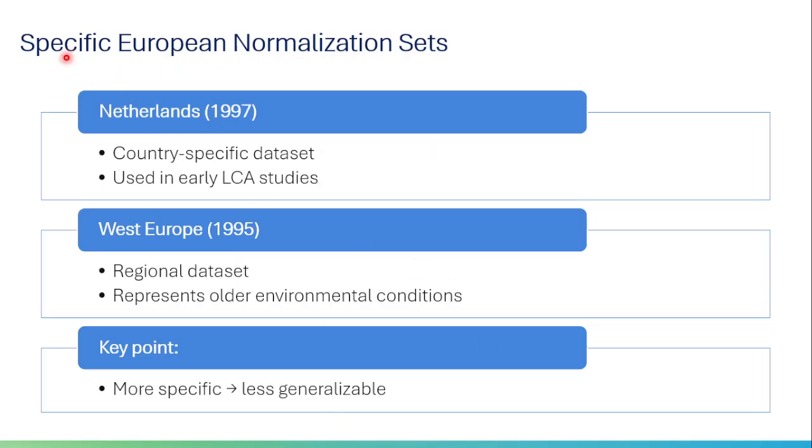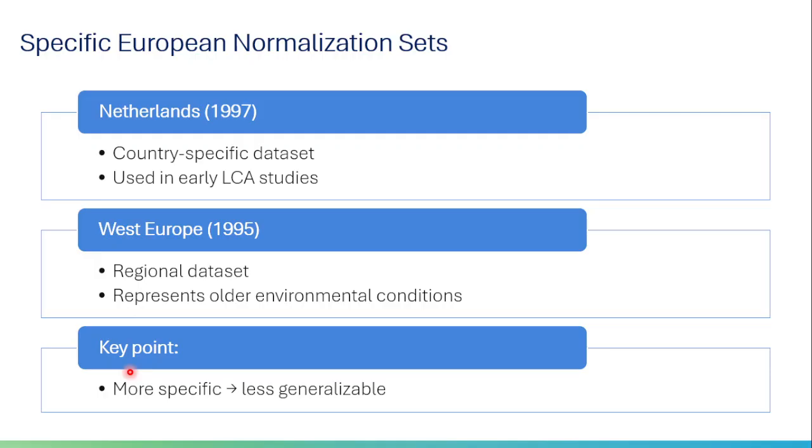In addition to EU-wide data sets, CML also provides more specific normalization sets, such as the Netherlands in 1997, which is a country-specific data set used in early LCA studies. Besides that, we have West Europe in 1995, which represents a broader region but is based on older data, and represents older environmental conditions.